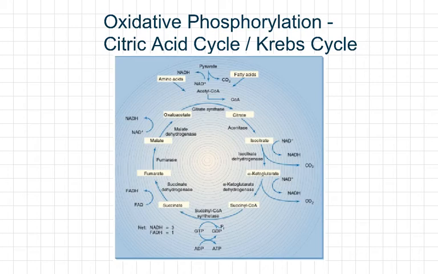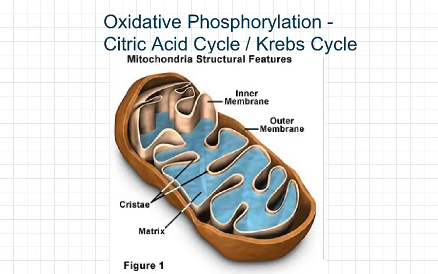Also, this is the point where non-carbohydrate sources such as fatty acids and amino acids can enter into the oxidative phosphorylation pathway. And we'll discuss how that occurs in a subsequent video. When acetyl-CoA enters the mitochondria, it does so from the cytoplasm into the matrix of the mitochondria. And this blue area here on this diagram is the matrix of the mitochondria.